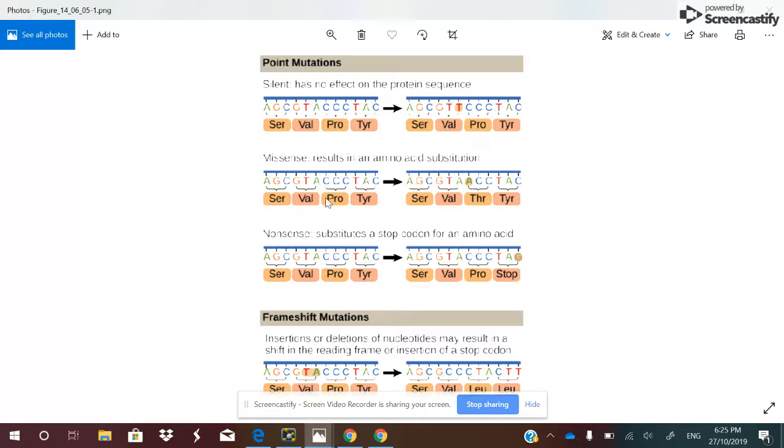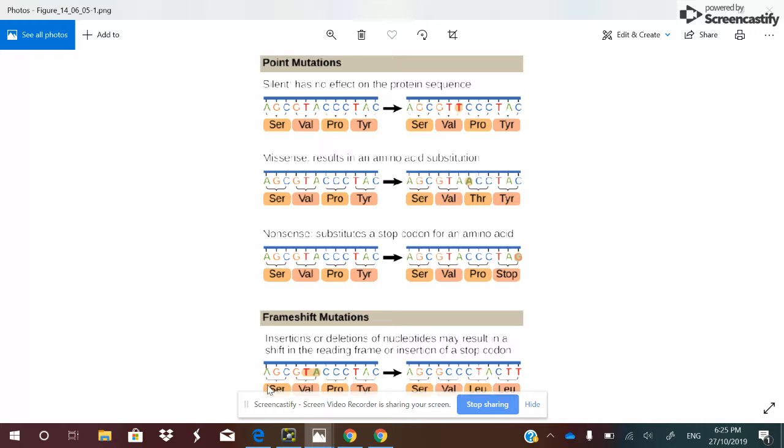So in this case, the base pair C is swapped with base pair A. Here in this sequence, proline is changed to threonine. This is an example of a missense mutation.